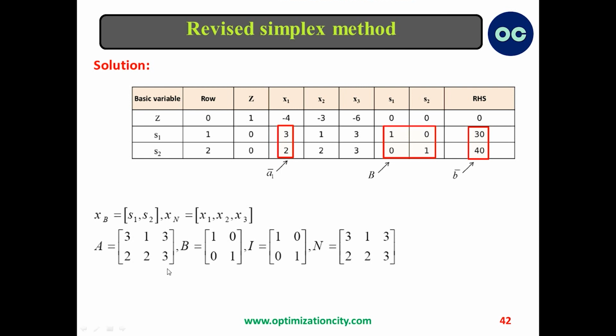So A is the coefficient of all variables in the constraint, B is the coefficient of the basic variables, which are s1 and s2. Here, this is B, and I is the matrix that we defined earlier, and N is the matrix of the non-basic variables. So x1, x2, and x3 are non-basic variables, and this is the coefficient of the three variables in the constraint.